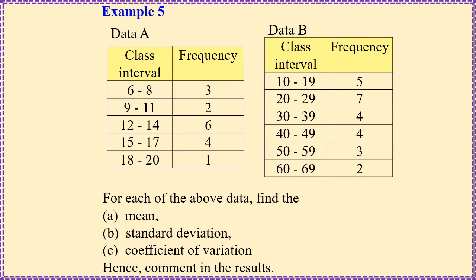Okay, so example 5. We have data A and data B. We need to find the mean, the standard deviation, and the coefficient of variation. Why? Because the mean and standard deviation will be in the formula of the coefficient of variation, hence we can comment on the results. So to find the mean, what is the formula of the mean? What is the formula of standard deviation?